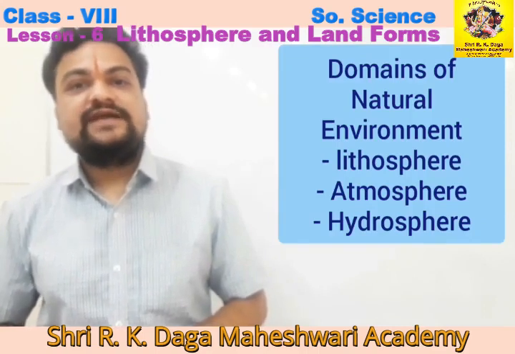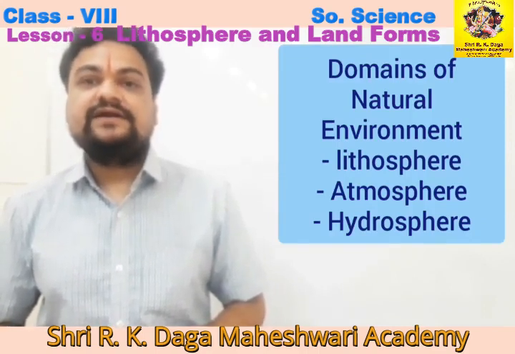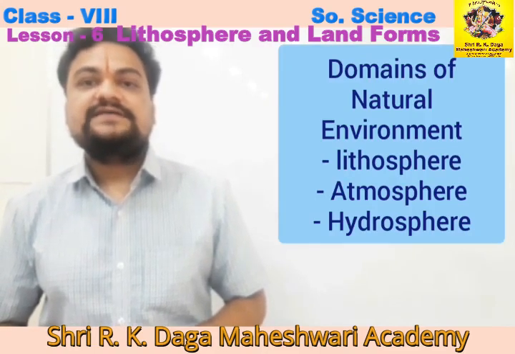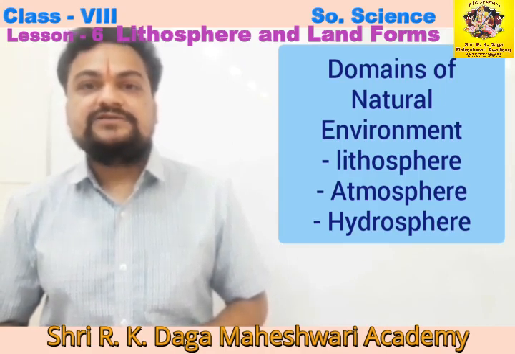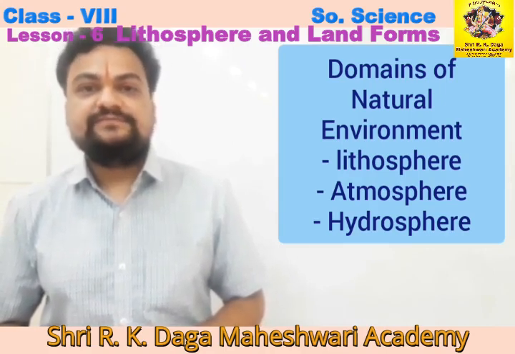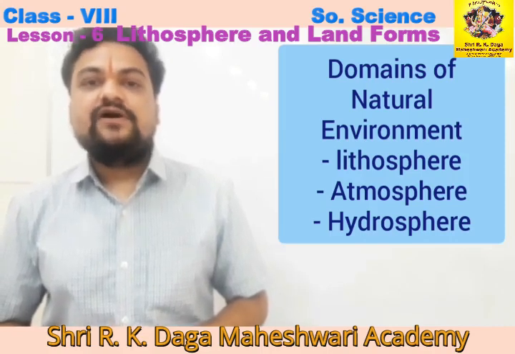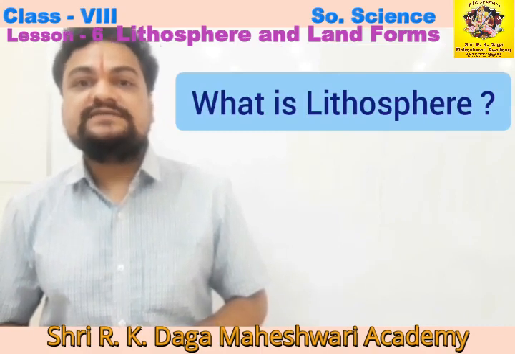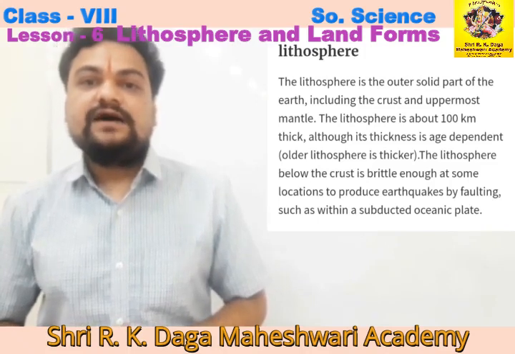Domains of the natural environment. There are 4 major domains of the environment. First, lithosphere, second, atmosphere, third, hydrosphere, and fourth, biosphere. Now we talk about lithosphere. What is lithosphere? Lithosphere is the solid crust or hard top layer of the earth.